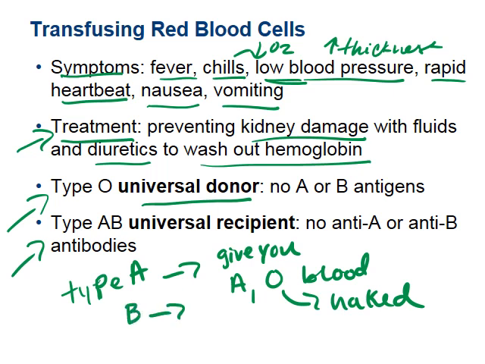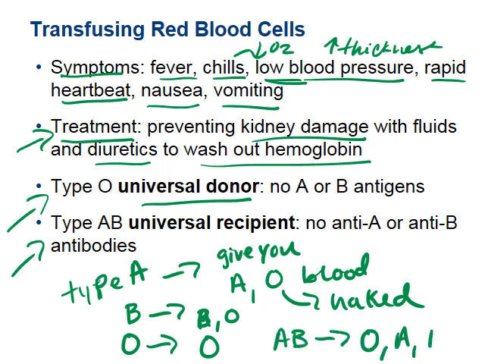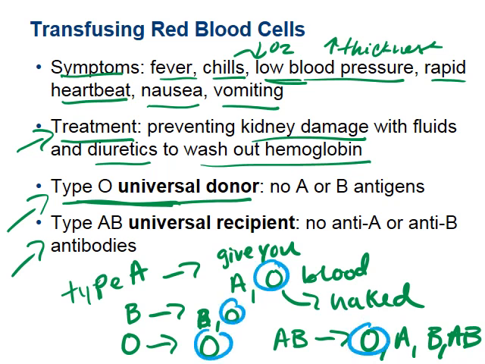What if you're type B? If you're type B, I can give you B, or I can give you O. If you're blood type O, I can give you O. And if you're blood type AB, I can give you O, or A, or B, or AB. So that's why they call O the universal donor. I can give O blood to any of the blood types. AB is the universal recipient because AB can take all 4 blood types.